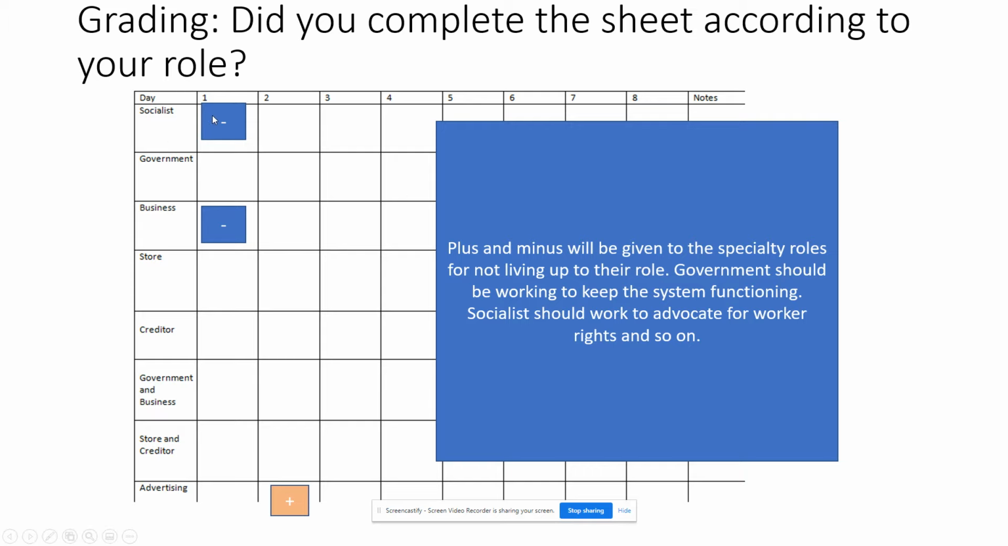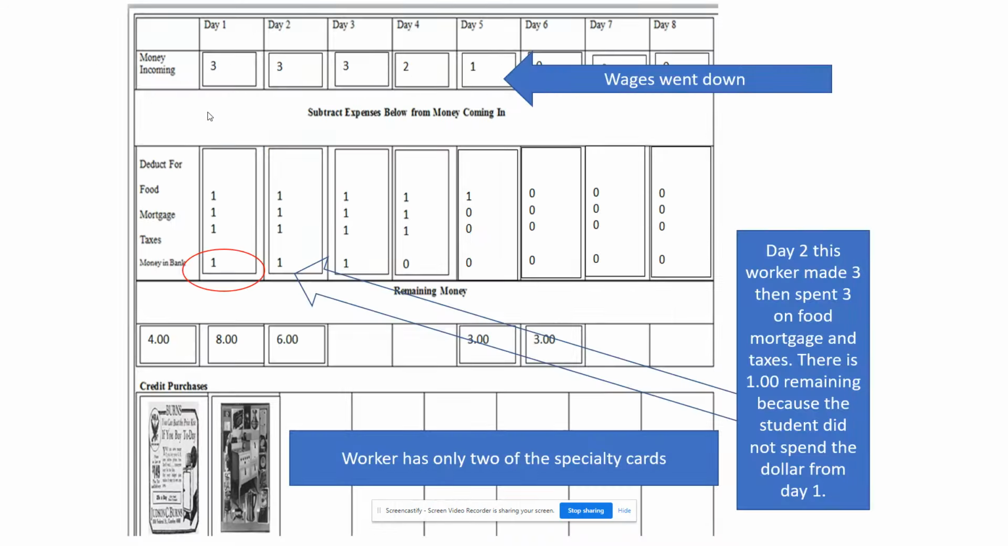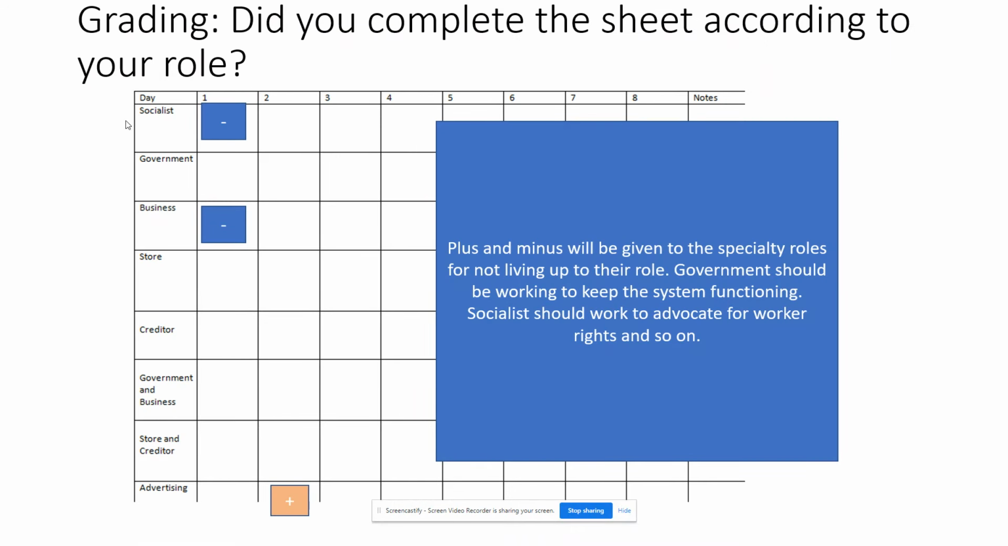So I have designated three socialists, and maybe one socialist really is satisfying the role requirement. They understand socialists of the 1920s and they're critiquing. That person will get a plus. If they have no idea, they're not really living up to their role. And where do they get their role from? It tells you right here.